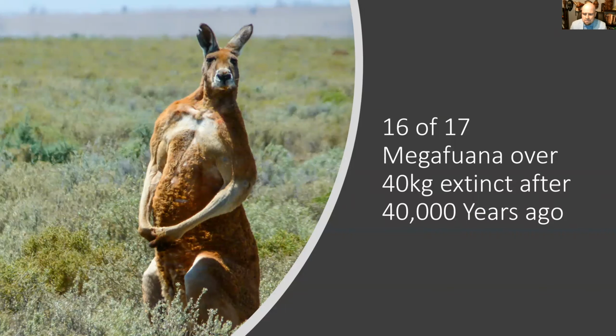Now, by 40,000 years ago, 16 of the 17 types of megafauna over 40 kilograms were extinct in Australia. So what is number 17 that survived? There are these red kangaroos here that are quite large, over 100 pounds. But all these other things, so the marsupial lions, the diprotodons, the large birds, the huge lizards, all of these things were extinct.